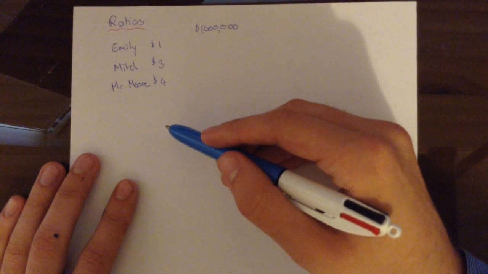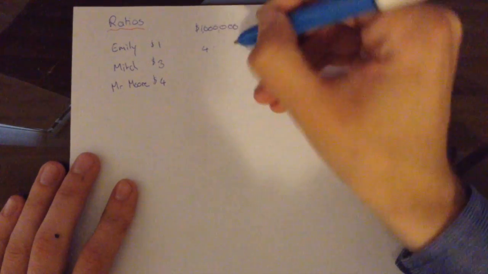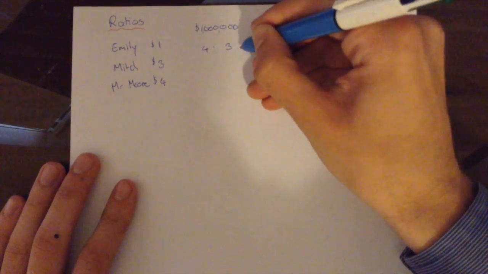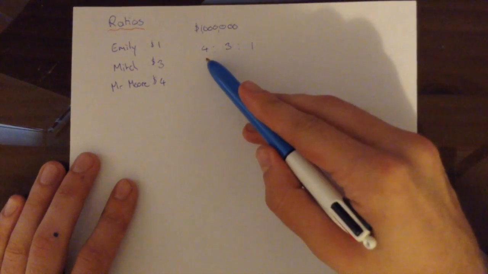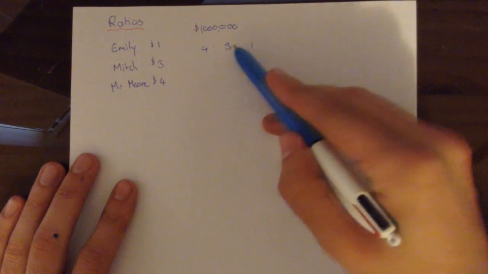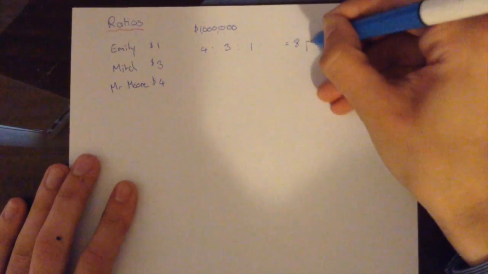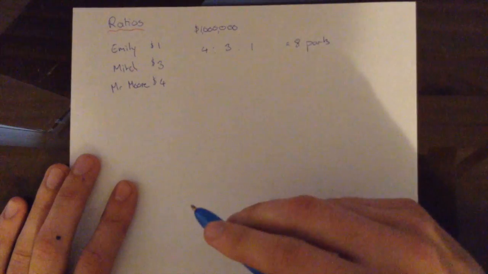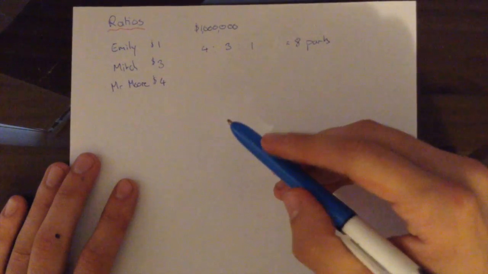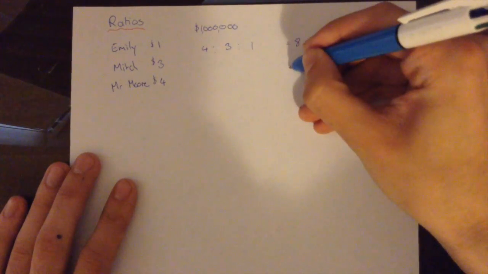So let's just have a think about how much money I actually might get. Well, I've got 4 parts of it, and Mitch has paid 3 parts of it, and Emily has paid 1 part of it. Right, so how many parts have we got altogether? Well, that's 4 plus 3 plus 1, which is equal to 8 parts. So if there's 8 parts, our $1 million should be broken up into 8 parts. So let's do that.